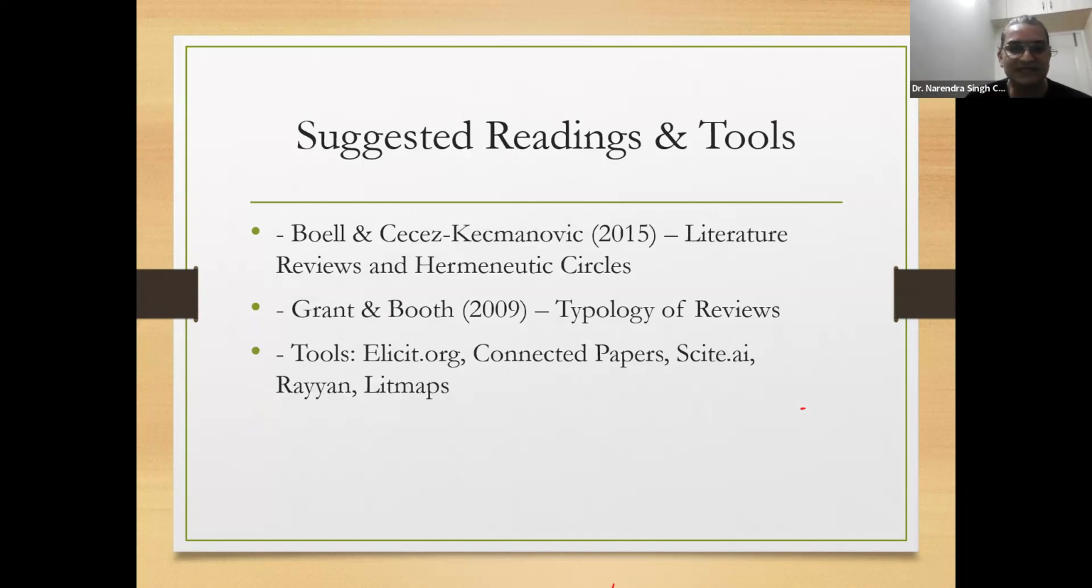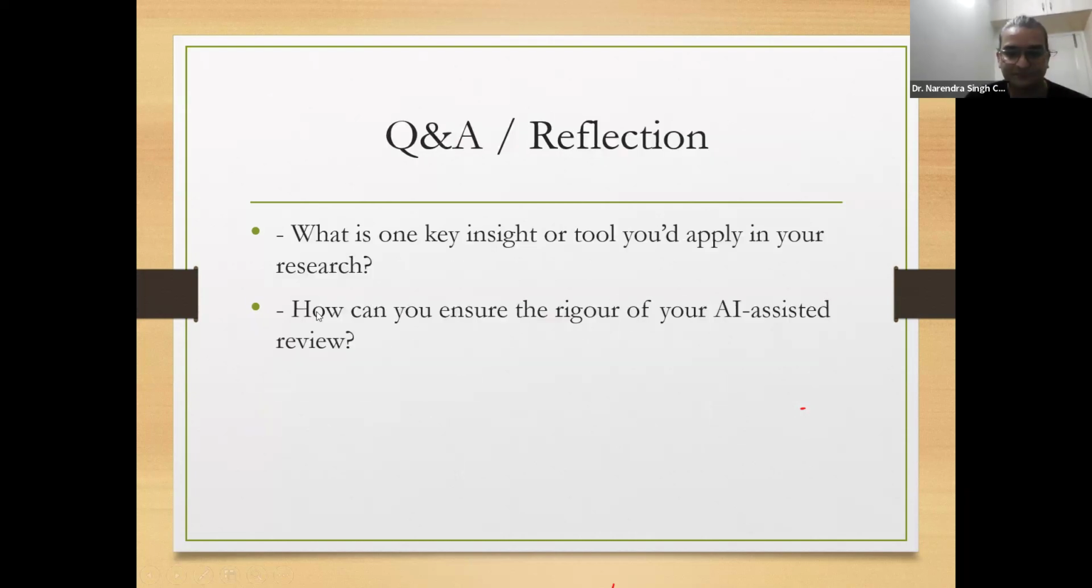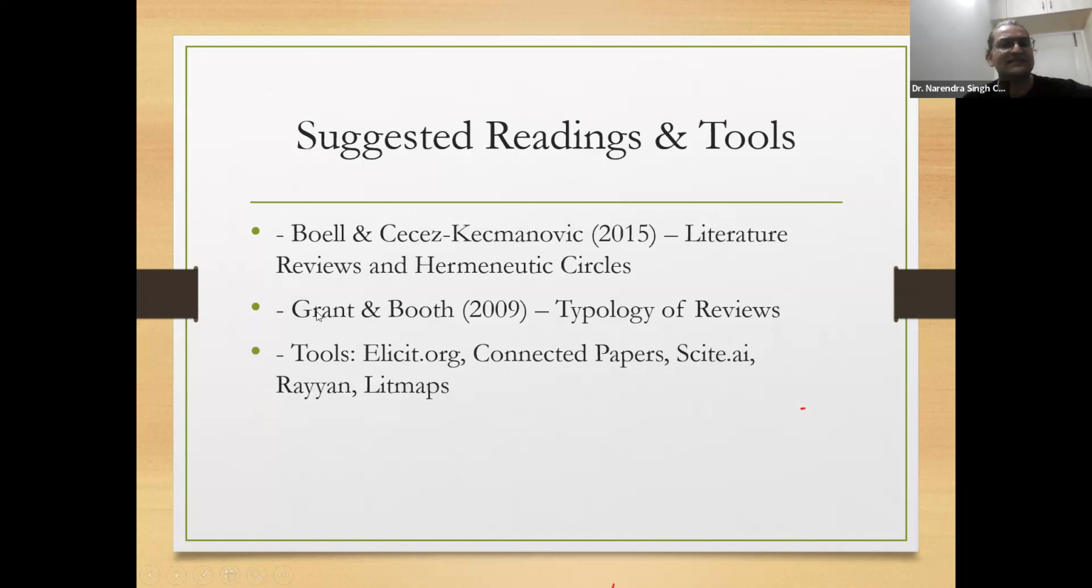All right. So these are certain tools that you people can actually look at. All right, that is Elicit, Connected Papers, SciteAI, and LitMaps. So you can just explore all these aspects, right?